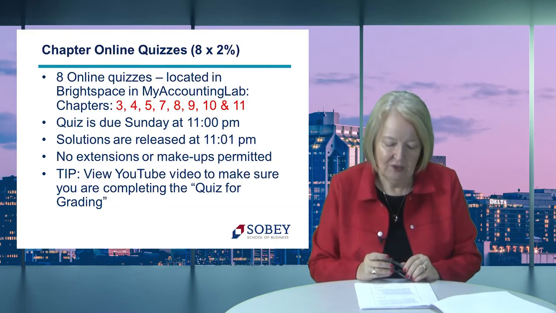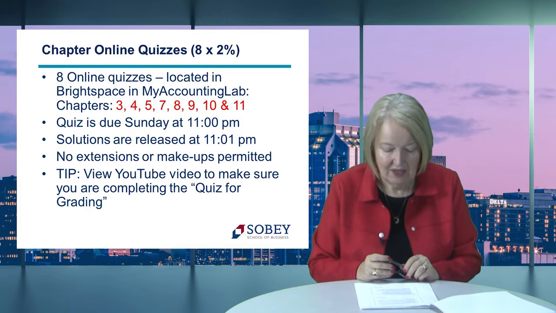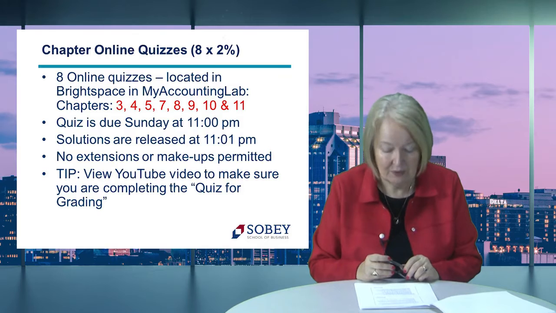So the next thing I want to look at is a bit more detail on the online quizzes. As I indicated earlier, there will be 8 of those, and they're worth 2% each. They are located in Brightspace in My Accounting Lab, and they cover chapters 3, 4, 5, 7, 8, 9, 10, and 11. The online quizzes are due Sunday evenings at 11 p.m. Solutions are released at 11:01, so for obvious reasons, we can't do extensions and makeups for the online quizzes.